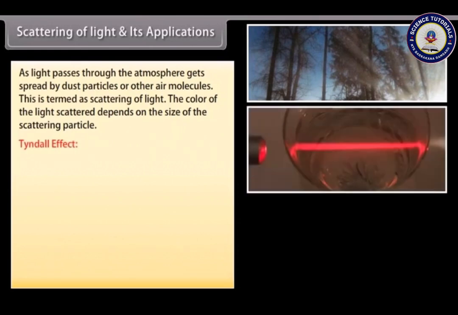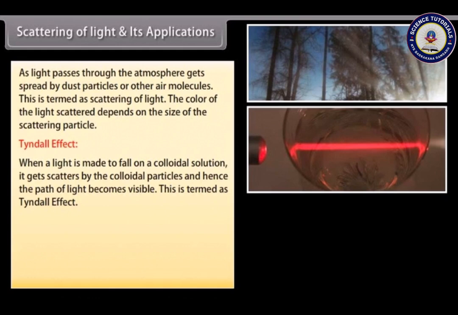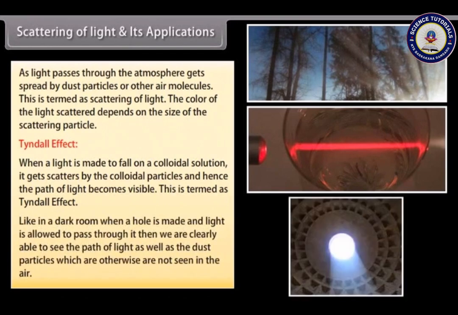Tyndall effect. When a light is made to fall on a colloidal solution, it gets scattered by the colloidal particles and hence the path of light becomes visible. This is termed as Tyndall effect. Like in a dark room, when a hole is made and light is allowed to pass through it, then we are clearly able to see the path of light as well as the dust particles, which otherwise are not seen in the air.